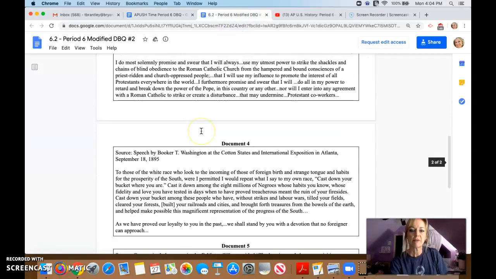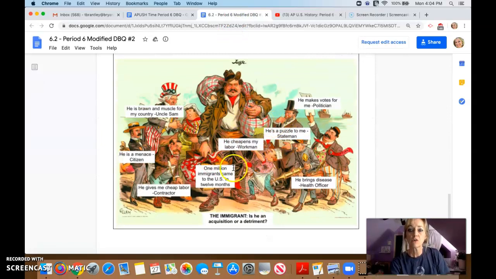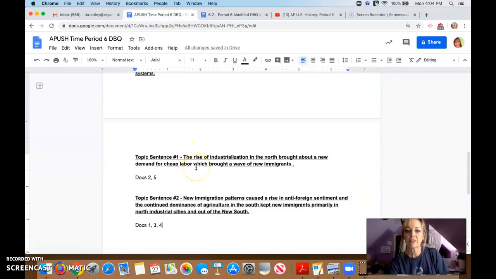Then if we go down to document 5, which is this political cartoon, I would focus on this part of the cartoon: 1 million immigrants come to the U.S. in 12 months. This contractor, he gives me cheap labor. So you don't have to use all of these parts of the political cartoon. I would just focus on these two. Even this part, he is the brawn and the muscle for my country, and use that to support what I said here, that the rise of industrialization in the North brings this demand for cheap labor.